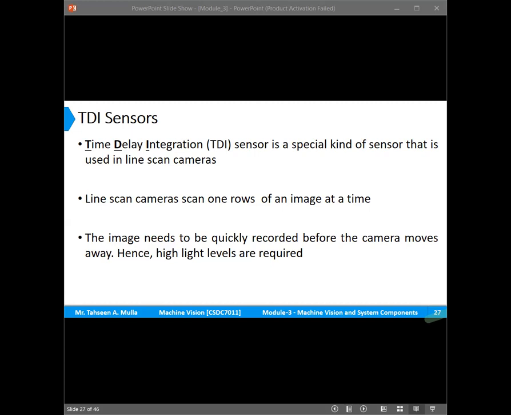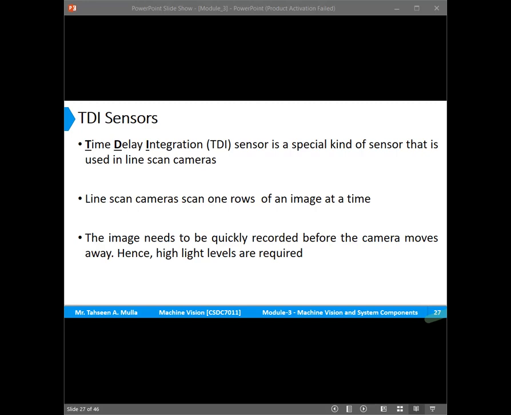Now we'll see what these two types of cameras are. Just a general idea: line scan cameras scan one row of an image at a time. As the name itself says, line scan. It will be scanning the image line by line. One row of pixels will be read at a time, and that's how the pixels will be stored into the memory. The moment we finish reading, the image will be stored.